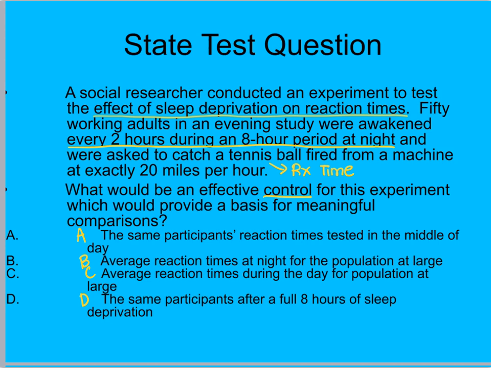So anyway, looking at our choices A, B, C, and D. A, the same participants' reaction times tested in the middle of the day. B, average reaction times at night for the population at large. C, average reaction times during the day for the population at large. And D, the same participants after a full 8 hours of sleep deprivation.